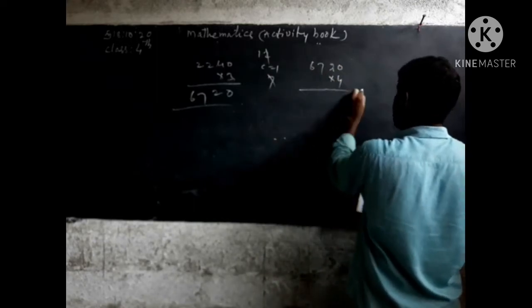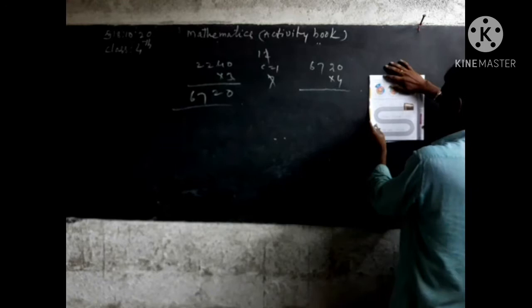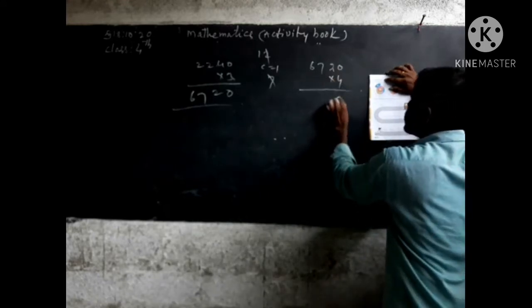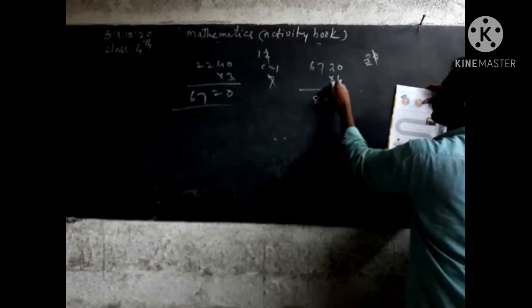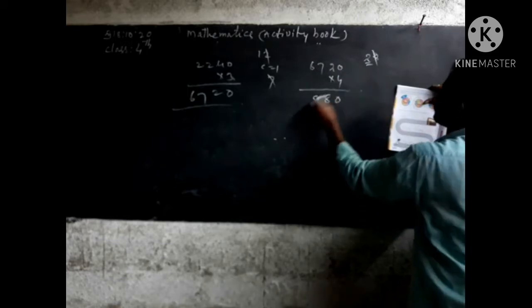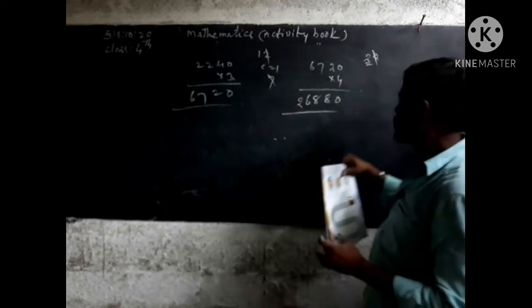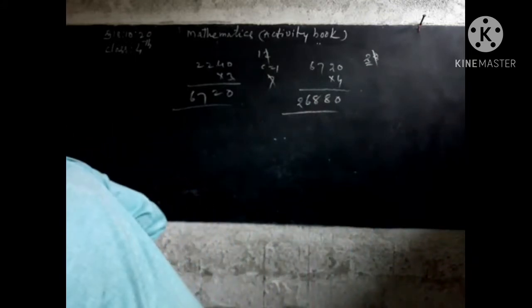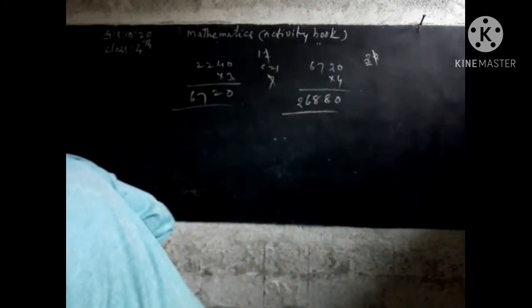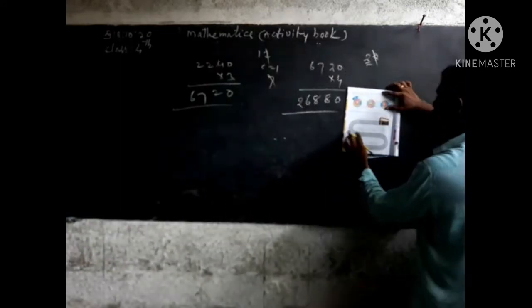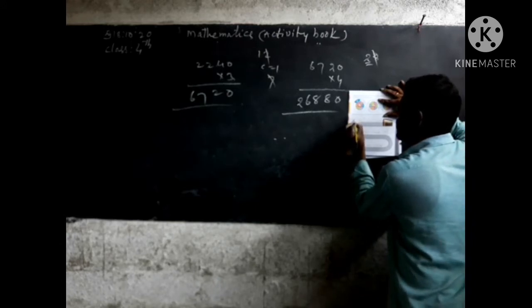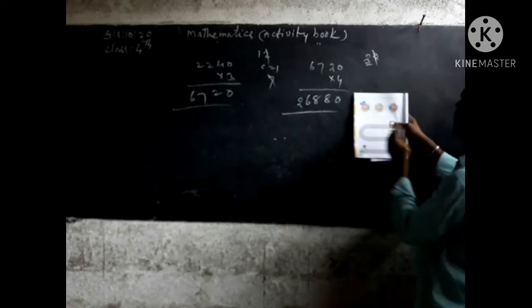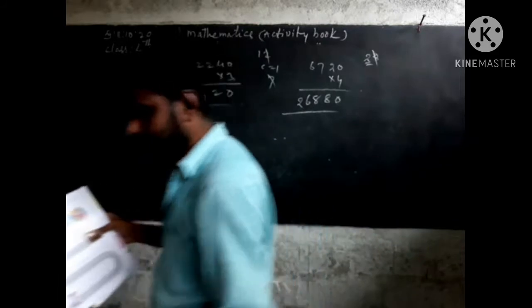6720 multiply with 4. See here, 4 0s are 0, 4 2s are 8, 4 7s are 28. 8 taking, carrying 2. 4 6s are 24, 24 plus 2, 26. So 26,880. So you can write here 26,880. See here, 26,880 again multiply by 2.